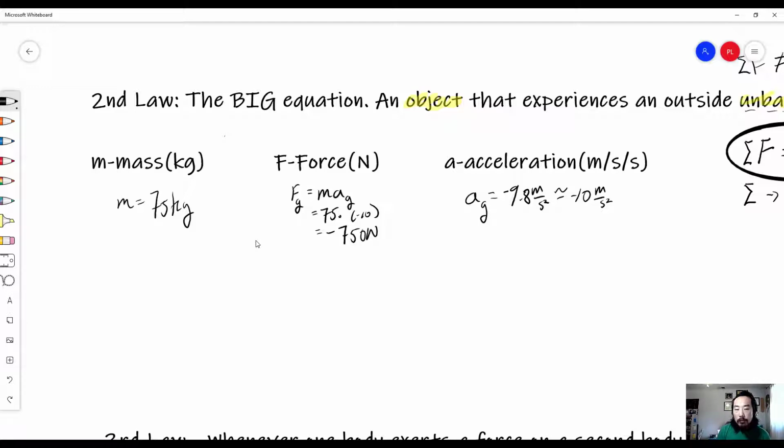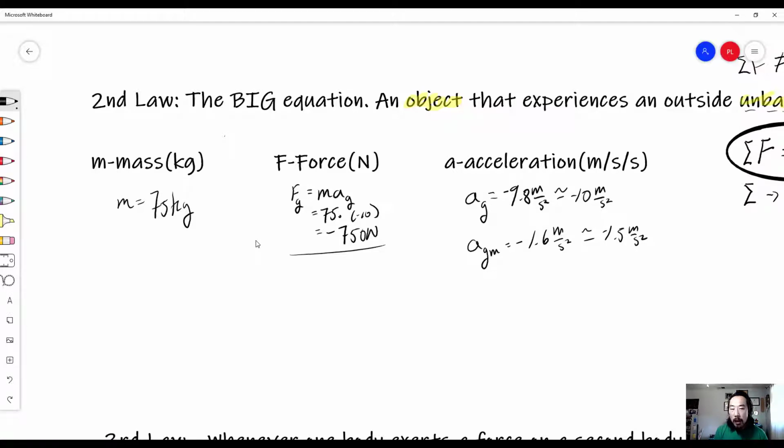All right. So if I were to go to the moon, the acceleration of gravity on the moon is different. It's not negative 9.8. It's right around negative 1.6 meters per second squared. And for the sake of doing my math, I'll say that's like negative 1.5 meters per second squared.